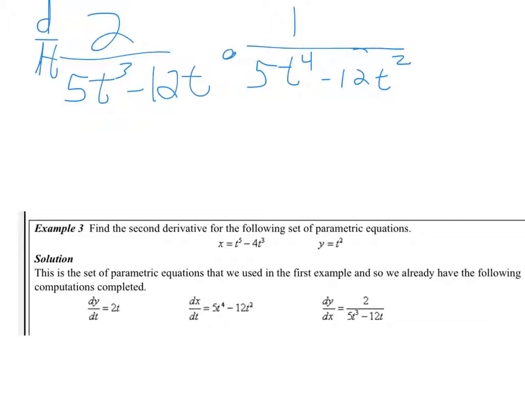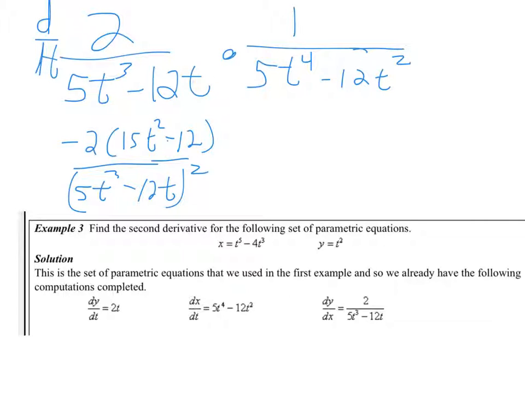All right, so for the d dt, we can use the quotient rule. And to save time, I've done the quotient rule there. Low d high minus high d low over low low. All right, there's what you get. And then we're going to multiply it by dt over dx. And that'll be our answer.